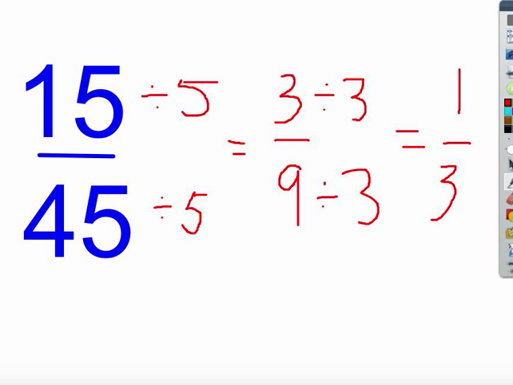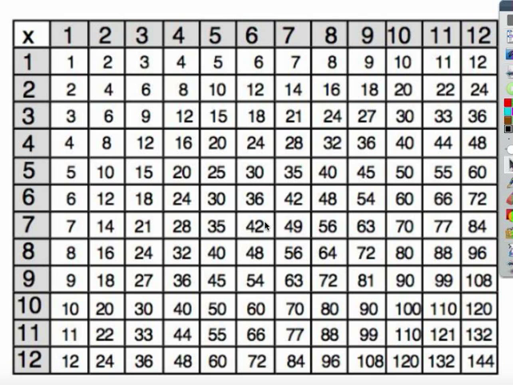1/3 again. Now if I take a look at my times table chart, and once again, remember if the top number is a 1, it's reduced. It's simplified. There's nothing that goes into 1 and 3 besides 1. So I'm looking at 15/45. I have to find 15 and 45. So there's 15 and 45. And looks like that's everywhere, doesn't it?